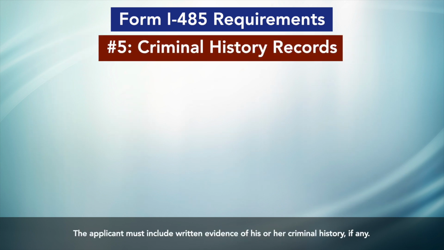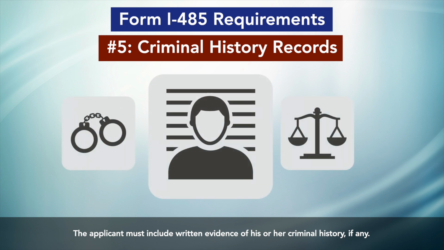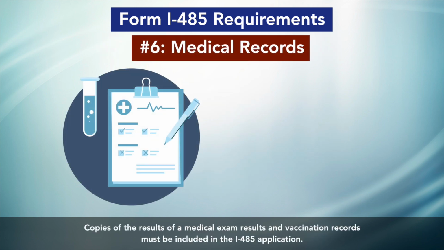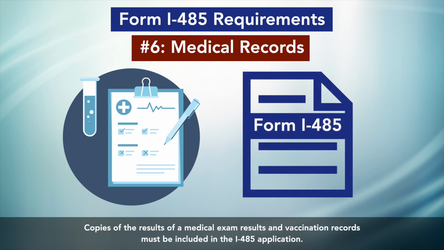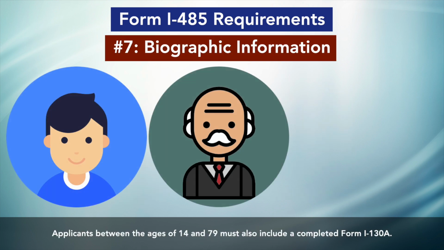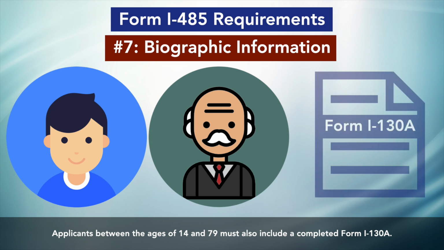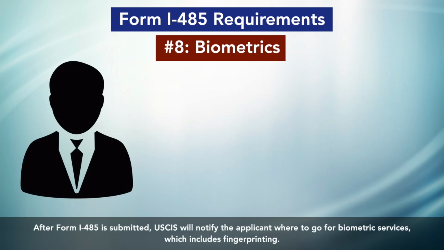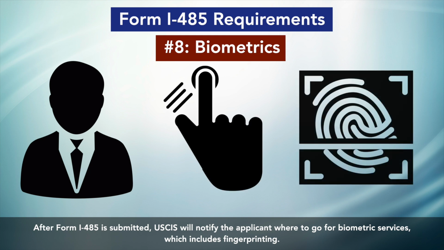Number 5. Criminal history records. The applicant must include written evidence of his or her criminal history, if any. Number 6. Medical records. Copies of the results of a medical exam and vaccination records must be included in the I-485 application. Number 7. Biographic information. Applicants between the ages of 14 and 79 must also include a completed Form I-130A. Number 8. Biometrics. After Form I-485 is submitted, USCIS will notify the applicant where to go for biometric services, which includes fingerprinting.